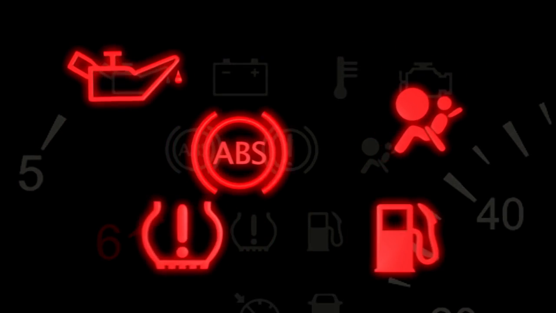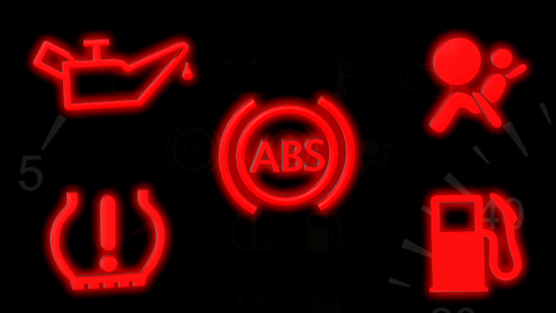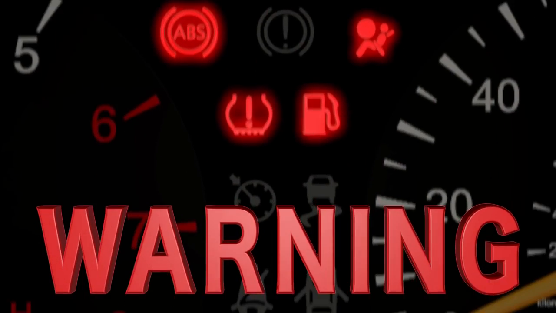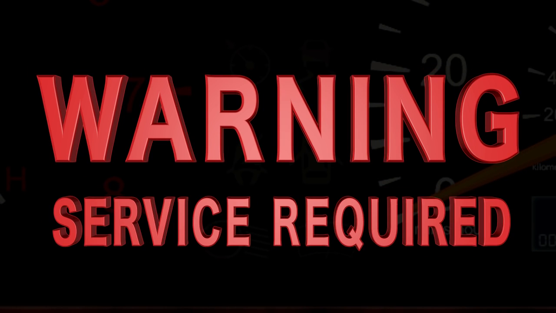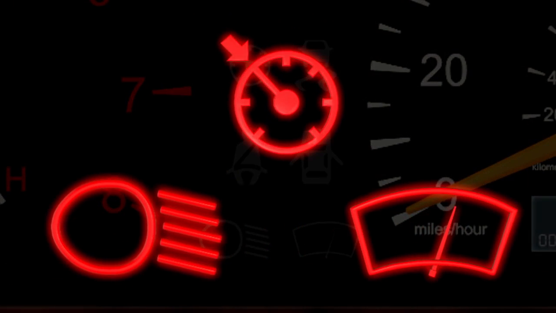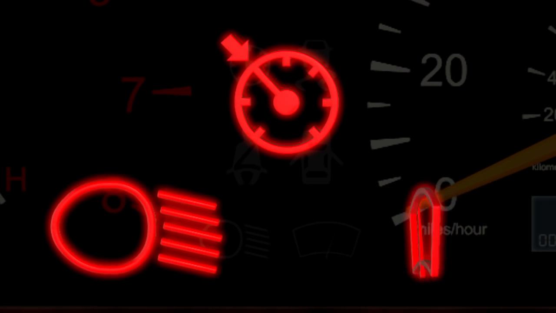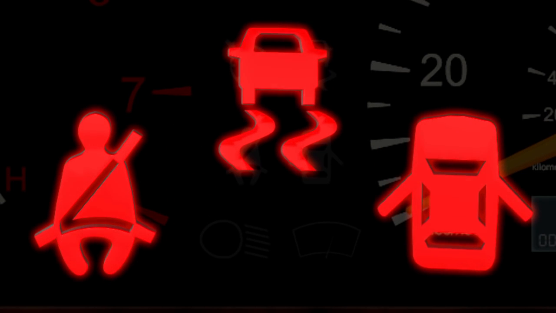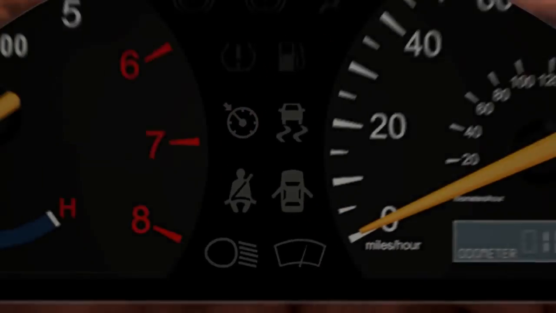Some other symbols to be aware of are the check oil, low tire pressure, low fuel, ABS, and airbag symbols. These symbols give warning that your vehicle's performance may be at risk. However, not all the symbols that light up are warnings. Some symbols let you know that a device is in use, such as your headlights, cruise control, or windshield wipers. There are also symbol indicators to help you remain safe, such as door ajar, seatbelt, and loss of traction symbols.